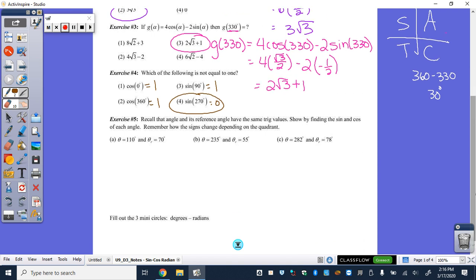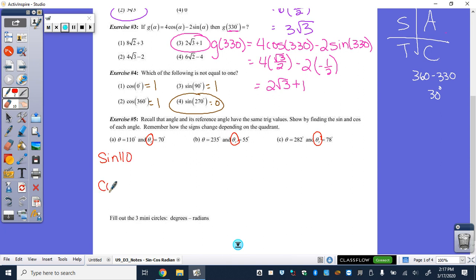So then recall that an angle and its reference angle have the same trig values. Show by finding the sine and cosine of each angle. Remember how many signs change depending on the quadrant. This little guy right here means reference angle. That's another way of writing reference angle. So this is telling you what they all are. So what are we trying to find? Sine and cosine, right?